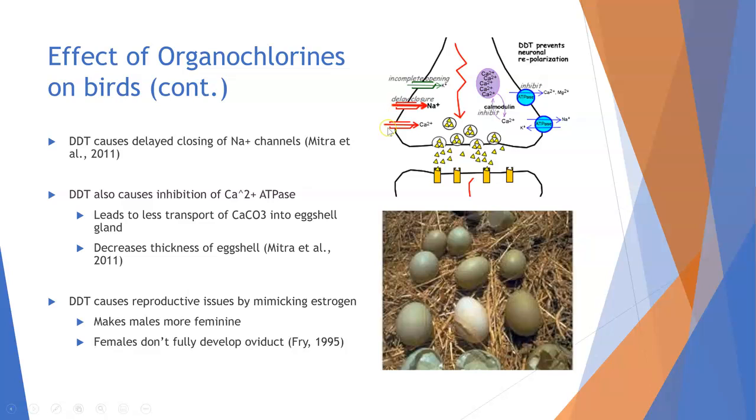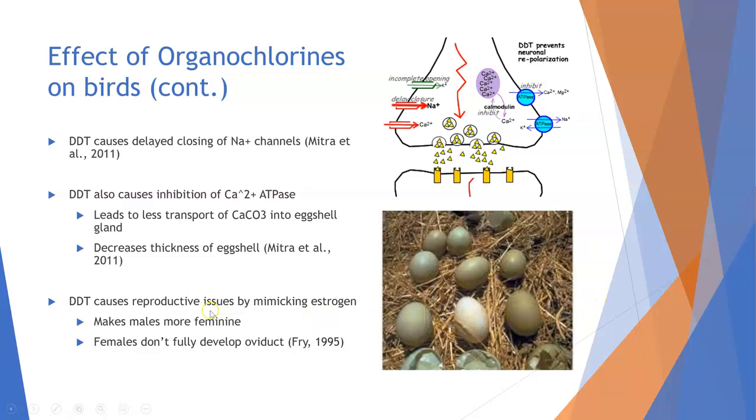But there are other side issues that also happen outside of just death. DDT causes inhibition of this calcium ATPase, which is sort of shown here, and that's going to lead to less transport of calcium carbonate into the eggshell gland, and that's been linked to eggshell thickness. And so when you can't get as much of that into the eggshell gland, the thickness of the eggshell itself is going to decrease. And that's what happens down here, as you can see in this image where these eggshells are cracked. That really affected bird populations because when these eggshells begin to thin, when the bird goes to nest on these eggshells, they crack. And so that's ultimately death of the offspring, and that's going to lead to lower populations.